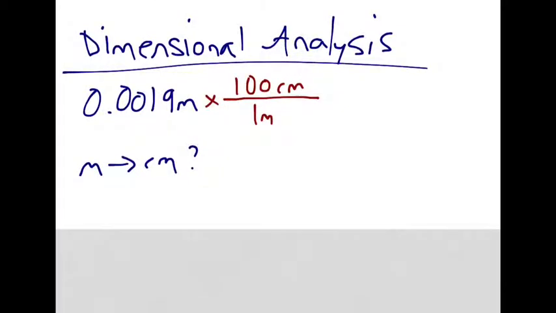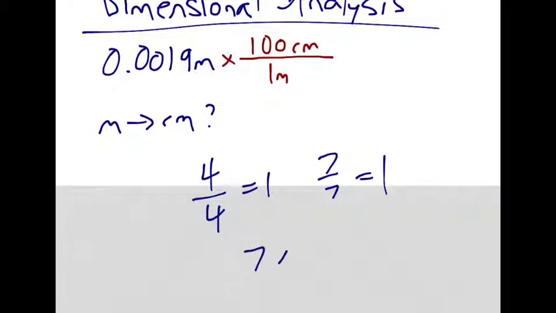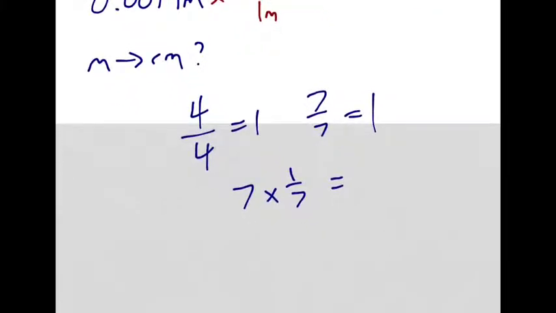Let me just ask you this. What is 4 over 4, or 4 divided by 4? 1. What is 7 over 7, or 7 divided by 7? Still 1. What if I had 7 times 1 over 7? What would that be? It'd still be 1, because you would put the 7 over 1 and multiply the tops and you get 7 over 7, and you still have 1.